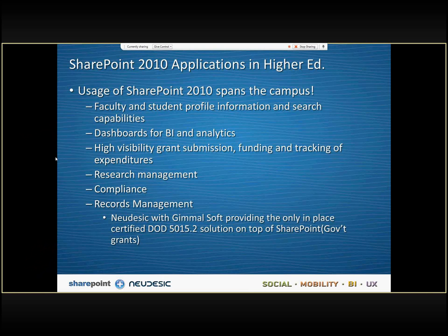Compliance can be a big piece. We also have a records management aspect. We've partnered with Gimmelsoft, which allows us to provide one of the only certified DoD 5015.2 solutions on top of SharePoint. So when you look at some of the requirements around managing government grants and the paper trail for those things, we have a solution that speaks to that, which is a very unique opportunity.